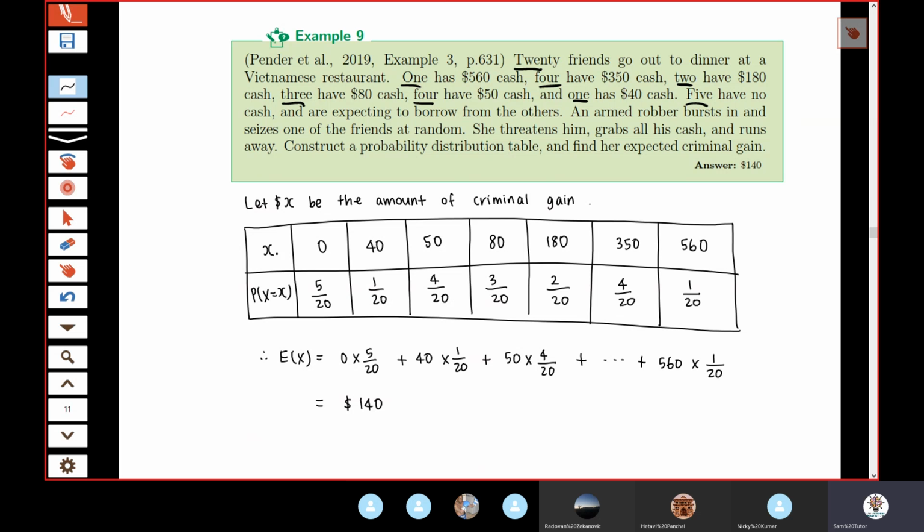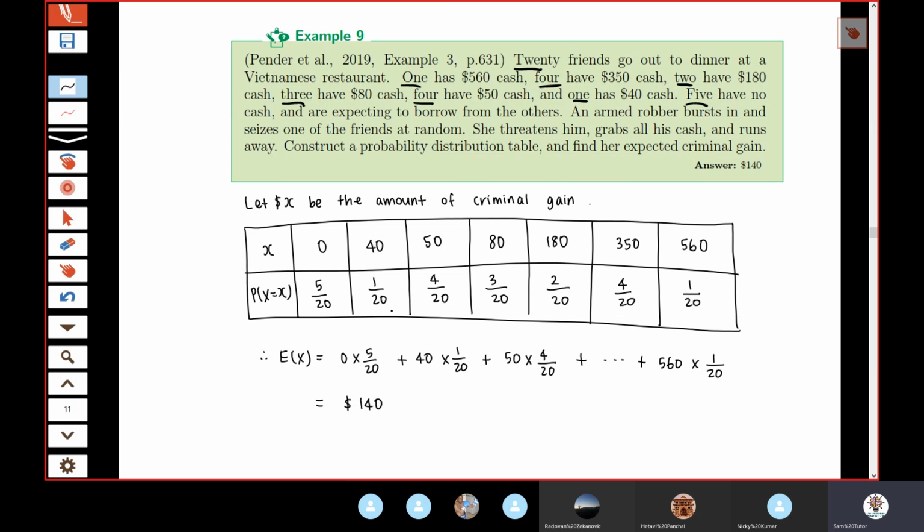So there's your x. There's your probability of x, capital X being little x. All right, how much do you expect to gain? So obviously she could have got $0 from 5 out of the 20 people. She could have got $40, 1 out of 20 people. She could have got $50, 4 out of 20, $80, 3 out of 20, $180, 2 out of 20, $350, 4 out of 20, $560, 1 out of 20. That all makes sense, I'm sure.